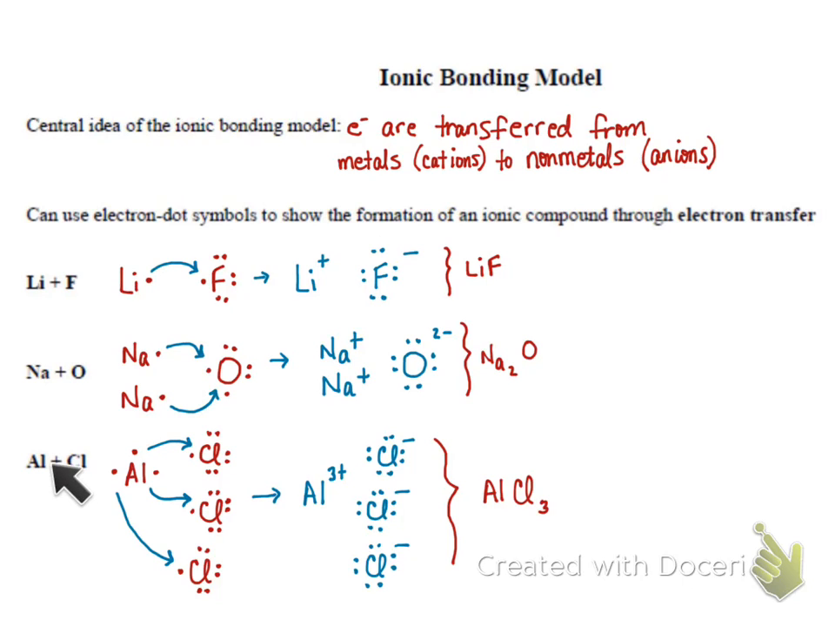Last one, aluminum and chloride. 1 aluminum has 3 valence electrons. Each chloride has 7 and needs 1. So we need 3 chlorides for things to balance out. 1 aluminum with a +3, 3 chlorides, each with a -1. They all add up to 0. And we get our formula, aluminum chloride, AlCl3.